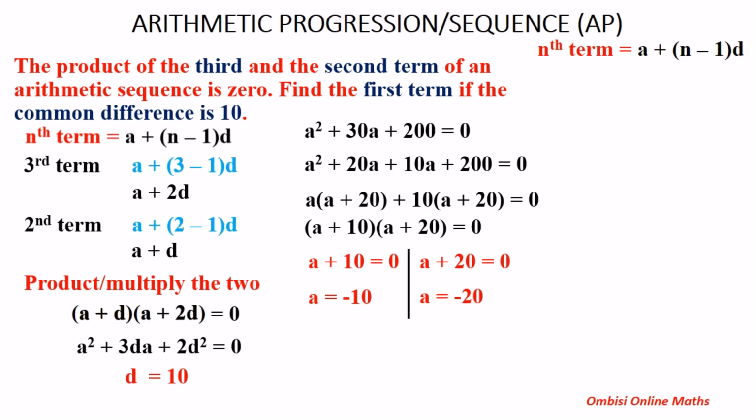So we can establish that the first term of this sequence is either negative 10 or negative 20. So that's how we tackle sums to do with arithmetic progression, AP. All it requires is for the learner to master the formula that we use in doing the calculations of arithmetic progression.